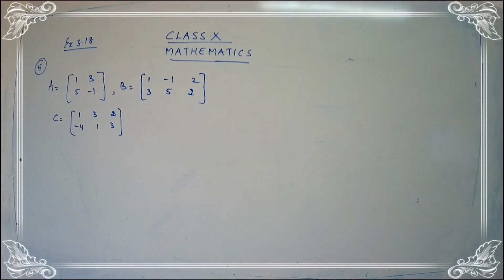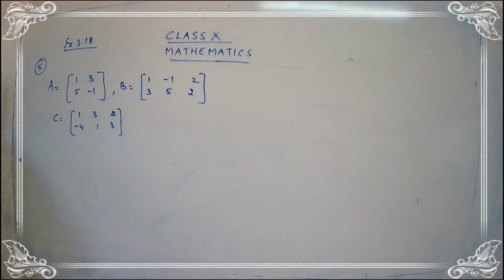After writing the question, you have to check whether you have taken all the numbers correctly, whether you have taken the proper sign for the numbers. If you miss anything, everything goes wrong children. So be careful when you take down the question. Okay, so what is A? The members of A are 1, 3, 5, minus 1. B is 1, minus 1, 2, 3, 5, 2. C is 1, 3, 2, minus 4, 1, 3. Yes. So now let's go for the verification part.